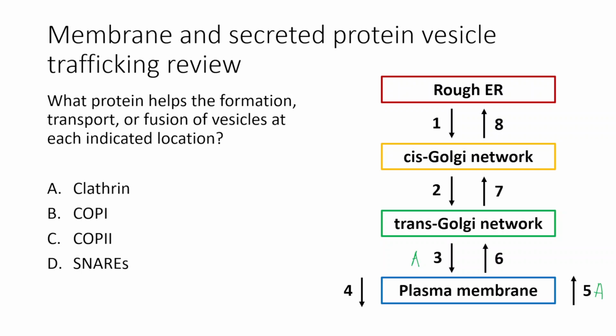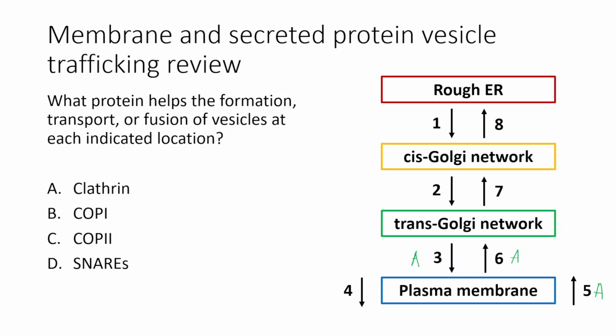Where else would we see clathrin? Kind of similar to 5. Yeah, 6, yeah. So vesicles going between the plasma membrane back to the trans-Golgi also tend to have a clathrin coat. So those are the main places where you see clathrin helping to form vesicles.